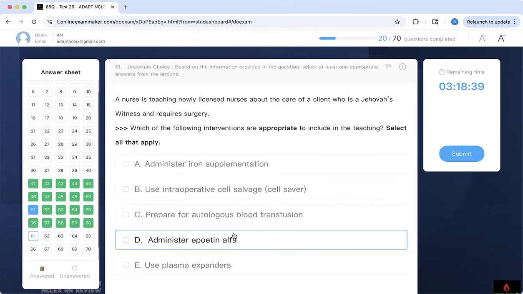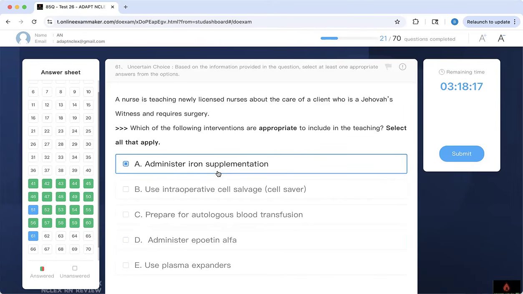What do you think you should do in this situation? Pick your answer, let me know. But to pick your answer, go back to the buzzword. Which of the following interventions is appropriate? That means appropriate teaching. And this is teaching a newly licensed nurse about the care of a client, Jehovah's Witness. They don't want blood, right? So how would you improve blood supply for them? You give them iron. Easy way, right? You can use their own blood. That's intraoperative cell saver. Blood comes out, you give it to them.